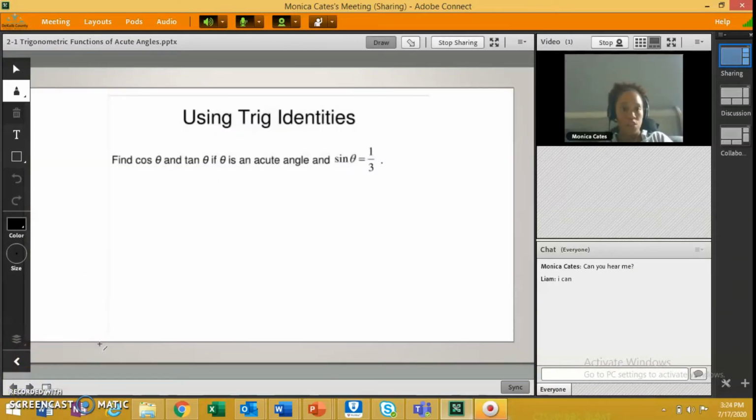All right, so it says using trig identities, find cosine and tangent if theta is an acute angle and sine of theta equals 1 over 3. Do you think you can do this? Find cosine and tangent. Yeah. Okay. What would be the first thing you do? I would find what x is because I don't have it yet. That is perfect. Awesome.